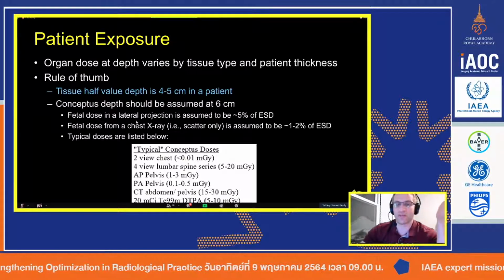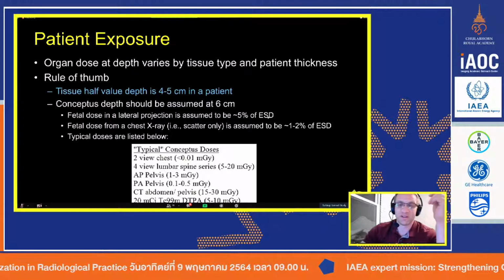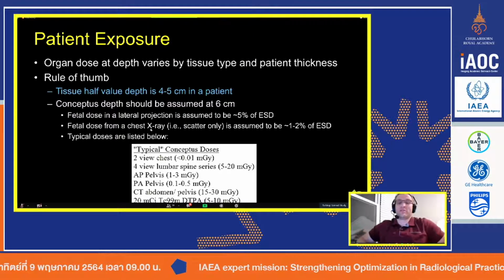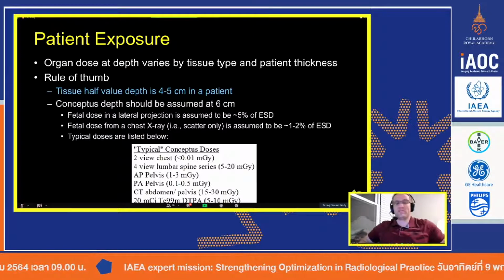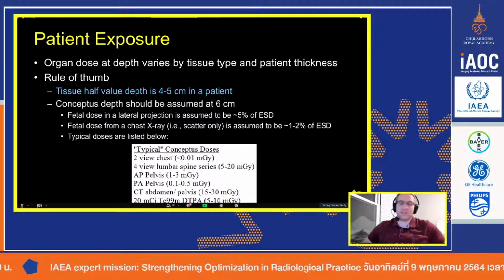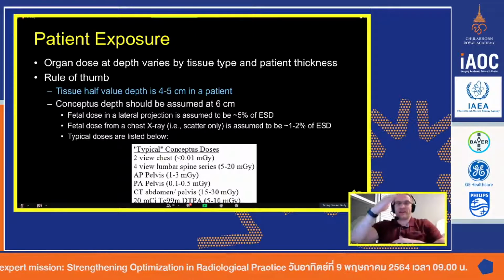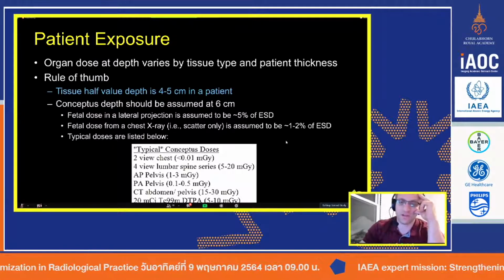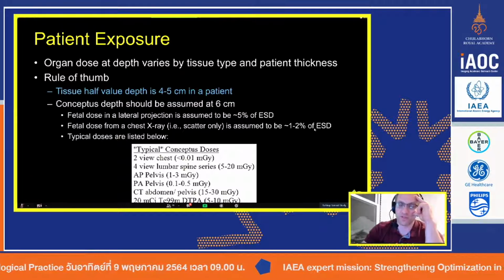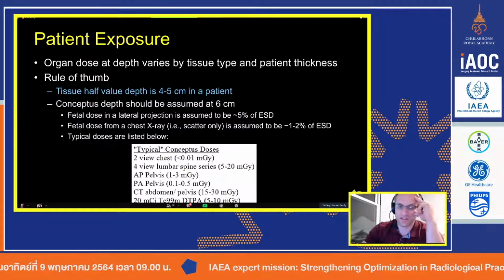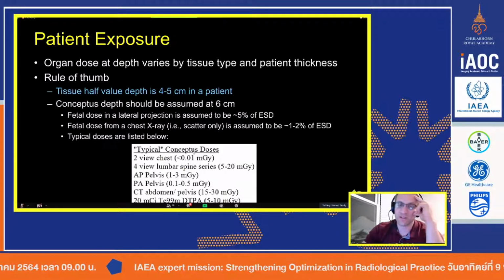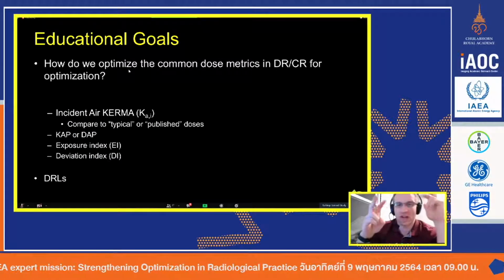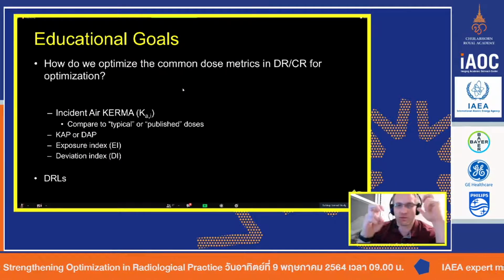Fetal dose to a lateral projection is assumed to be about 5% of entrance skin dose. Fetal dose from a chest x-ray, obviously you're imaging up here, your lower field of view margin is basically the abdomen, the liver area. So you have 10, 20 centimeters before you get down to the pelvic area, down to the kind of uterus area. So now the doses are only about 1 to 2% of entrance skin dose. And here you can just see some other values that I took from a publication. So really, in my opinion, fetal doses are probably one of the few that you need to do an actual true organ dose calculation, quote unquote organ.